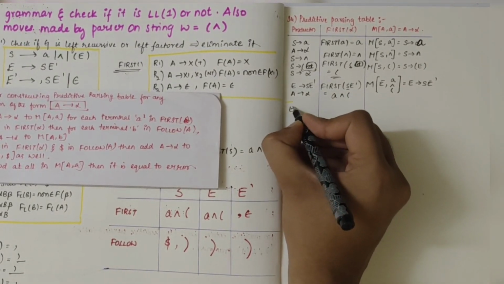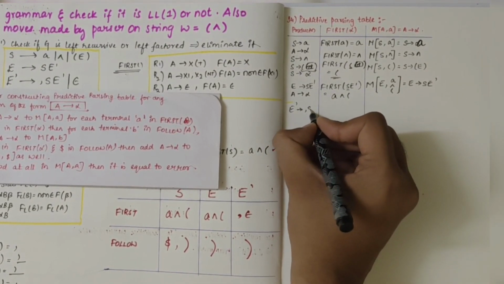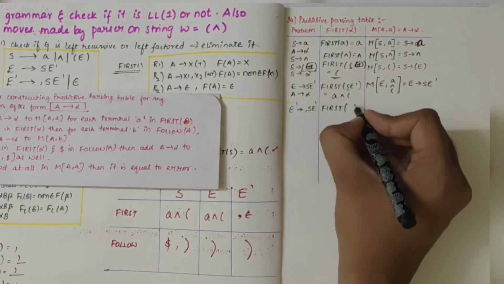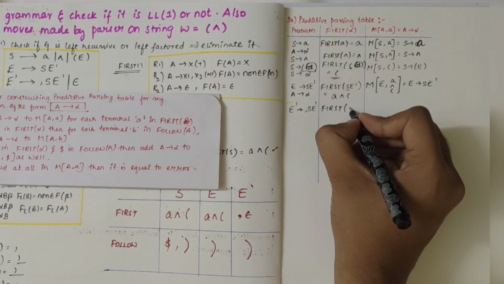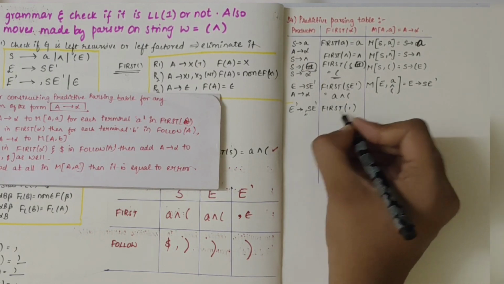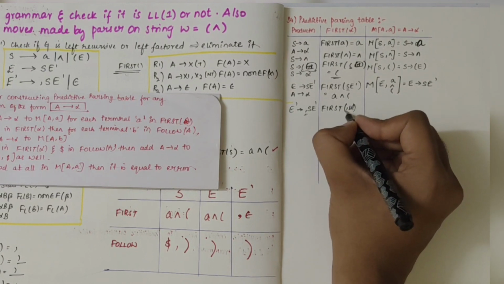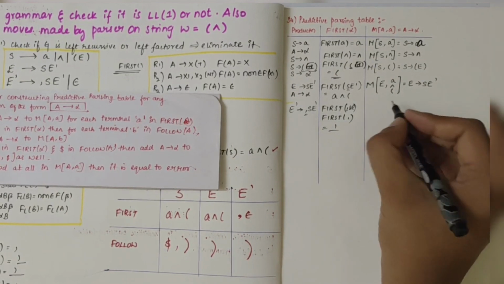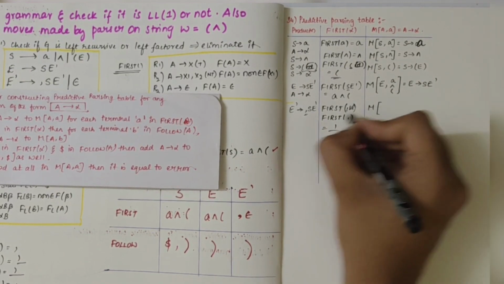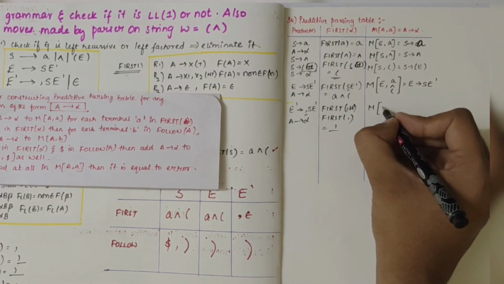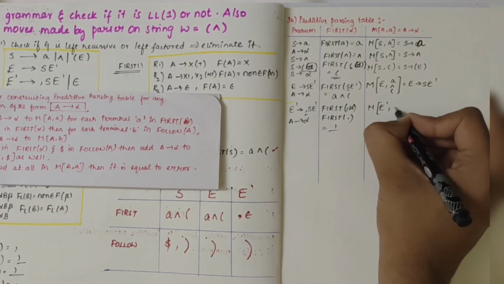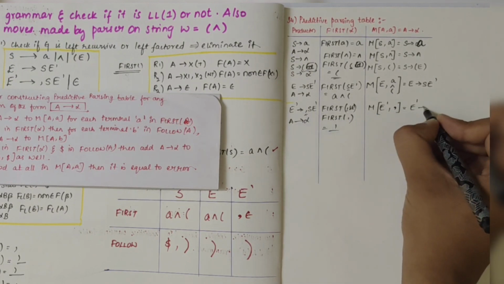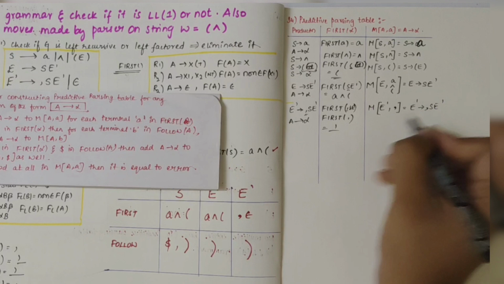Moving on to the third production, that is E' derives comma SE'. So here first of comma, I would get first of comma SE'. So I'll be considering first of a comma, that is comma itself. So I can write M of E derives alpha. M of E' comma would give E' derives comma SE'.